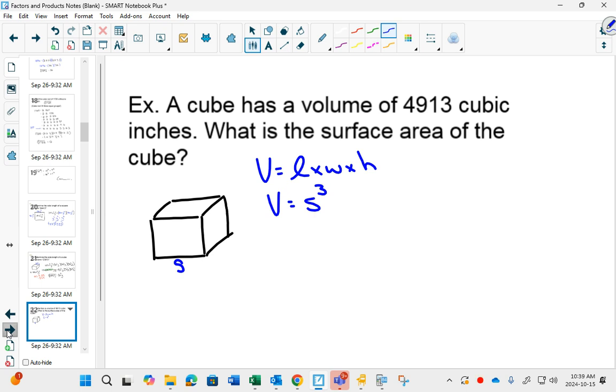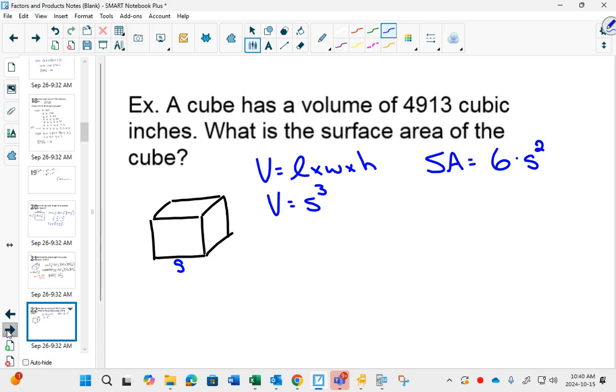I want to find surface area. So often with surface area, we opened up the shape and added up all of the sides that you have. Do you see that for the surface area, there's going to be 6 sides that are all the same because it's a cube? There's 6 squares, and the area of a square would be S squared because I have one side length.